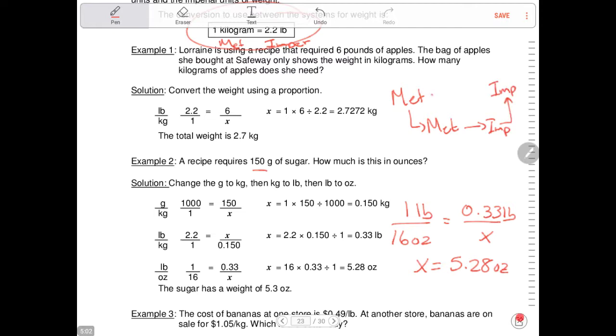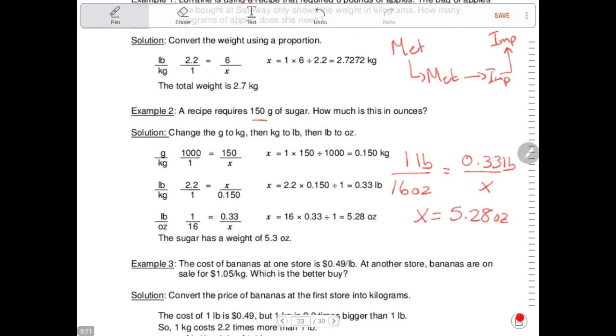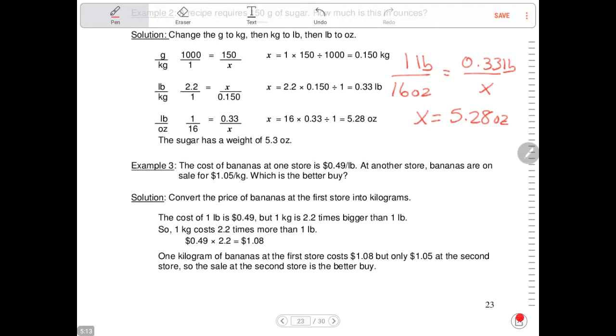Unfortunately, we cannot just do one simple step like this. We have to use all of our previous knowledge from this unit and do maybe 3 conversions. Now, this one here I really want to do carefully for you. The cost of bananas at one store is 49 cents a pound. At another store, bananas are $1.05 per kilogram. And they're asking you which one is the better buy.